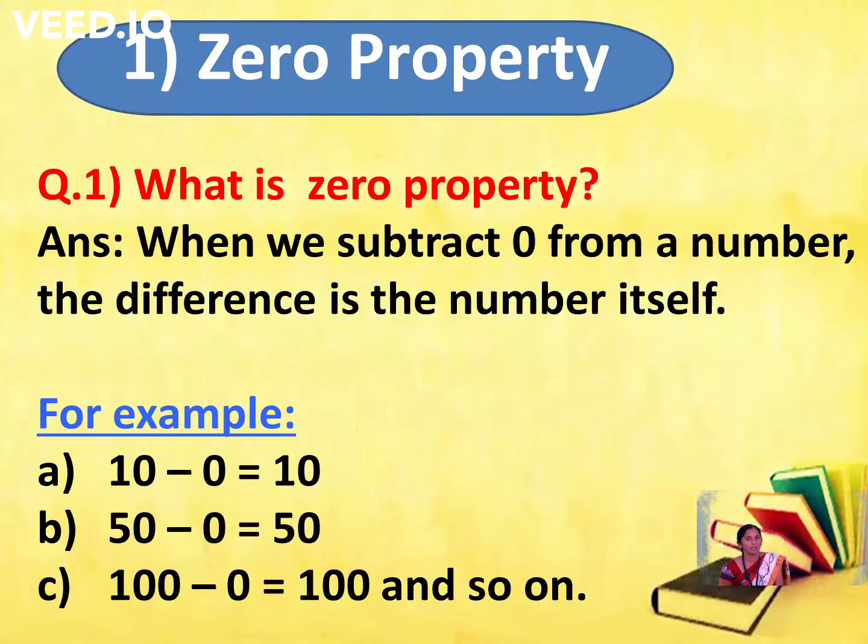Number one property is the zero property. What is meant by the zero property? When we subtract 0 from a number, the difference is the number itself. For example, 10 minus 0 equals 10. 50 minus 0 is 50. 100 minus 0 is 100, and so on.